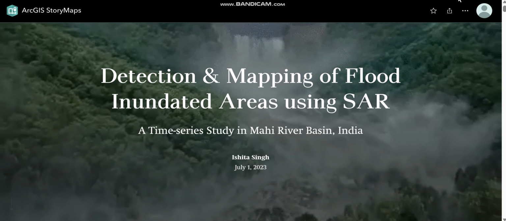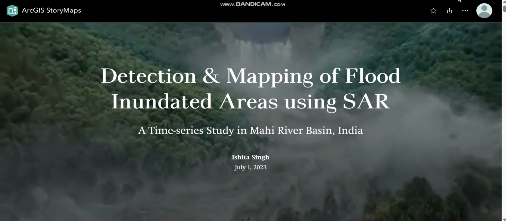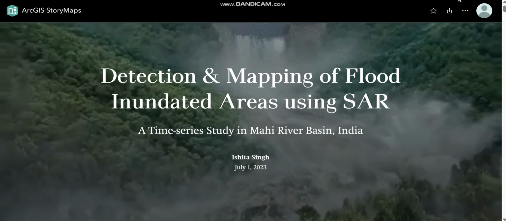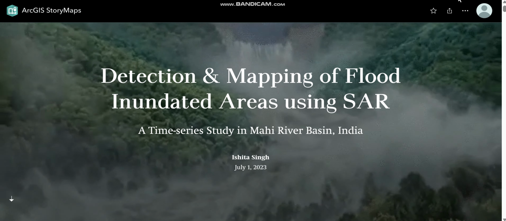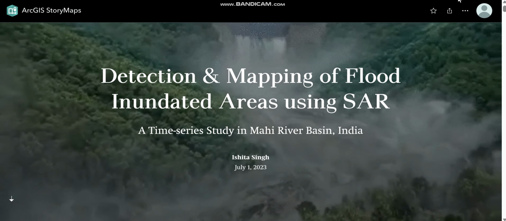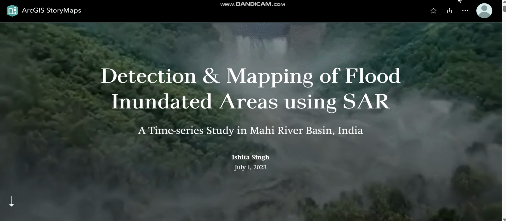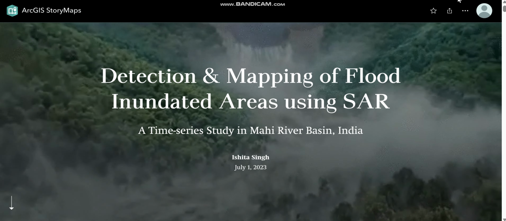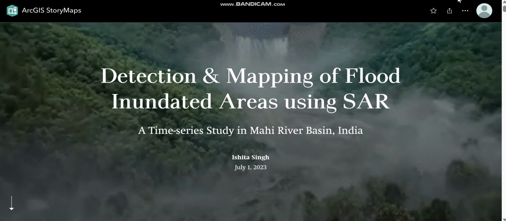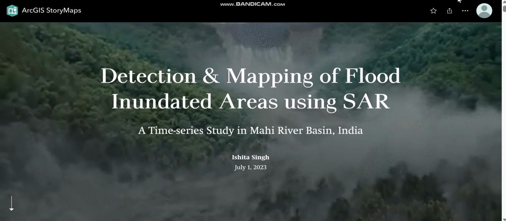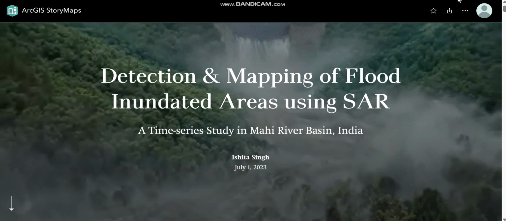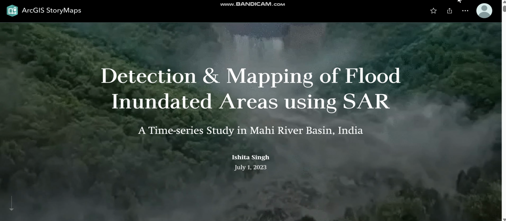Hello everyone, I am Ishita Singh and I'll be presenting my topic, detection and mapping of flood inundated area using SAR, a key to resilient cities. This is a time series study in Mahi River Basin, India, which is done using ArcGIS Story Maps, ArcGIS Enterprise and ArcGIS Pro with Google Earth Engine, that is cloud computation technique.